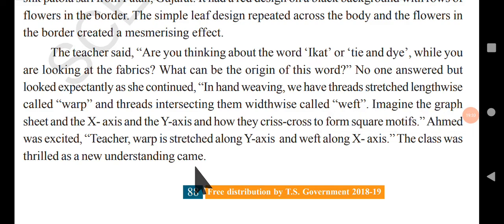So here the teacher continued saying, are you thinking about the word ikat or the word tie and dye? Looking at the fabrics, she also said, it is just like warp and weft. It is just like the x and y axis crossing. When you draw the two patterns together, the x and y axis, you can see a certain shape, imagine a graph. So you can see a certain design there which is very mesmerizing. She said these are the fabrics constructed into these types of designs by using that handloom.